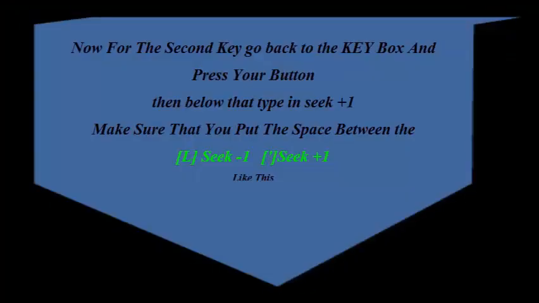Now for your second button. Go back to that key box. Press the second button you want to use. And below that, type in seek space plus one. Make sure that you put the space between, because it won't be able to recognize it. It should look just like that. The L is my button. The seek is below that. The dash is my button. The seek plus one is my button.